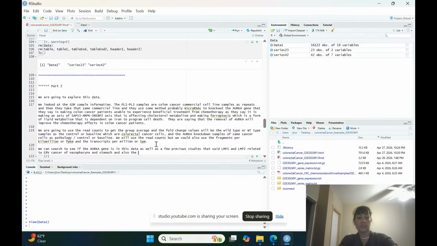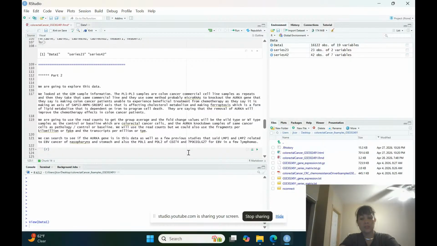And also the CD247, and then PDL1 and PDL2 of CD274, and the other one was like a PDCD1LG2. I'm gonna put a question mark right there. Something like that. For Epstein-Barr virus and few lymphomas.